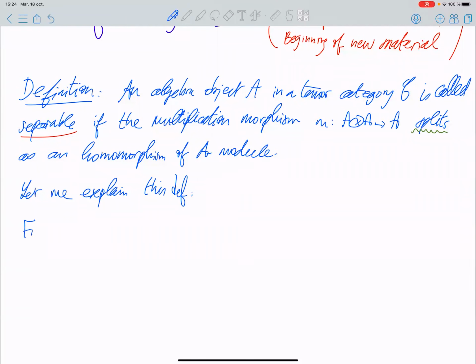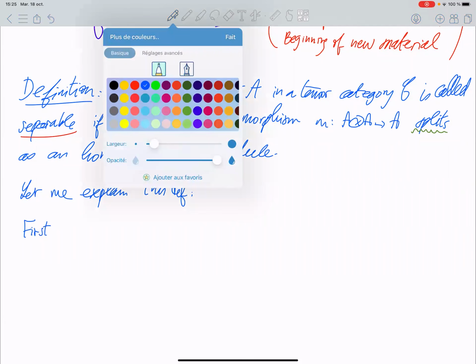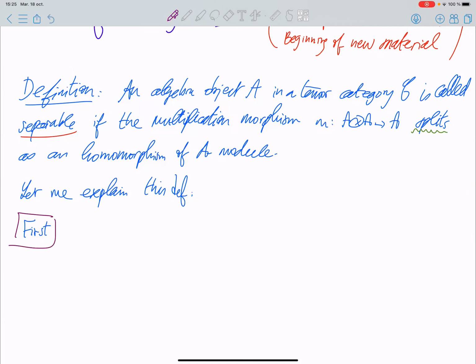So first point. M is really a homomorphism of A module, or A bimodule? A module. Homomorphism of A bimodule.